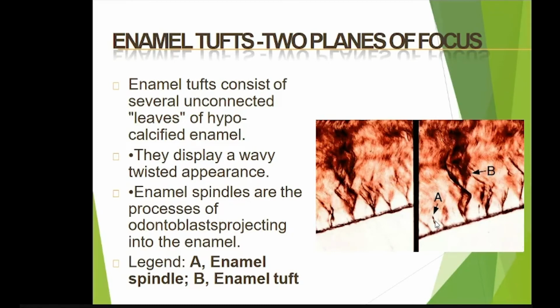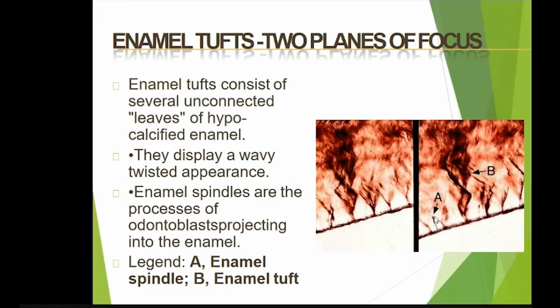لكن this cell has a process that extends. From where? Where is the odontoblast located? Located at the periphery of the pulp. At the periphery of the pulp يعني على حدود البلب. This process extends through the dentin and passes through the dentino-enamel junction and appears in the enamel. And we call it enamel spindle.